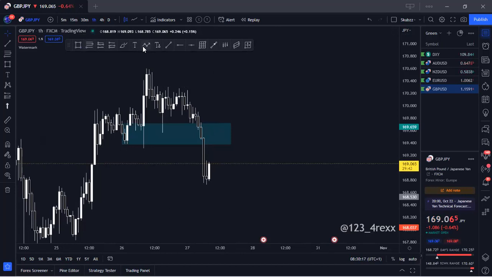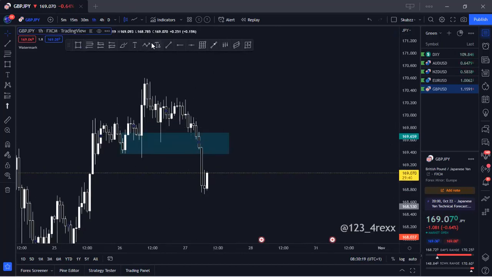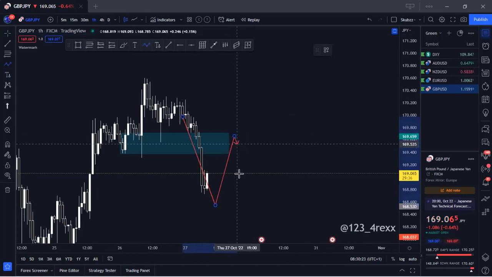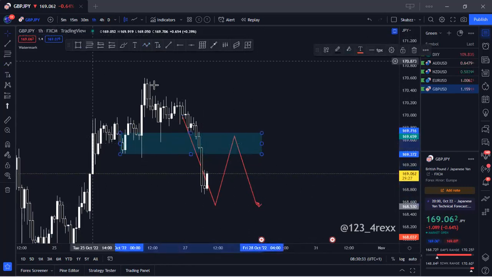What we can look out for now is price to basically come back to retest this level. So that's basically what I'm looking out to see on GBP/JPY. It's as simple as that, for price to come back and retest this level. So that's what I'll be looking out for on GBP/JPY.